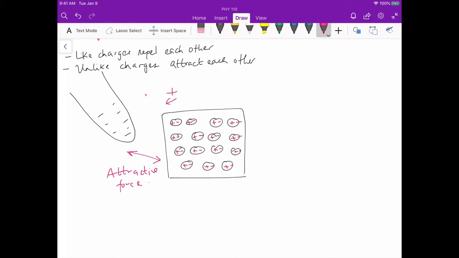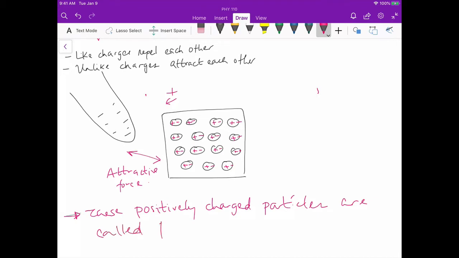Okay, so having said that, those positive and negative charged particles were later named electrons and protons. Everything that we say from now on, a positively charged particle is a proton. So those positively charged particles are called protons.